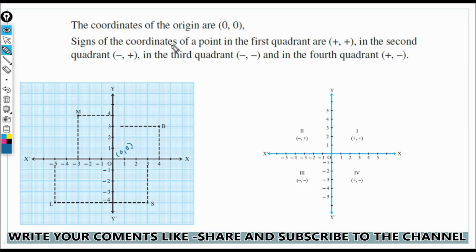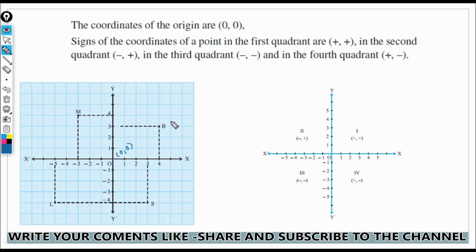Signs of the coordinate of a point in the quadrants. In the first quadrant, sign of any point is always plus plus, means both the x coordinate and y coordinate are positive in first quadrant. In second quadrant, x is negative, y is positive. In third quadrant, x coordinate and y both are negative. And in fourth quadrant, x is positive and y is negative.